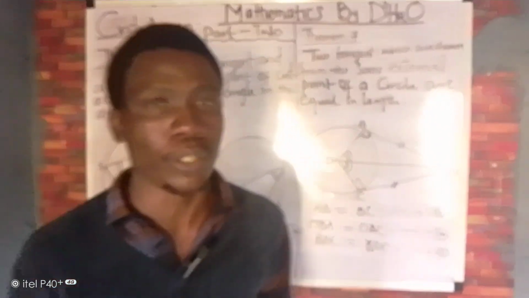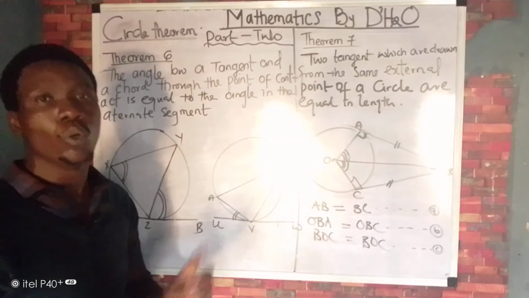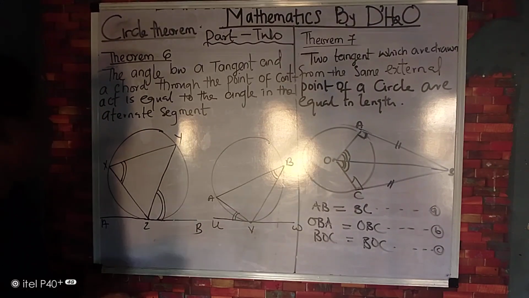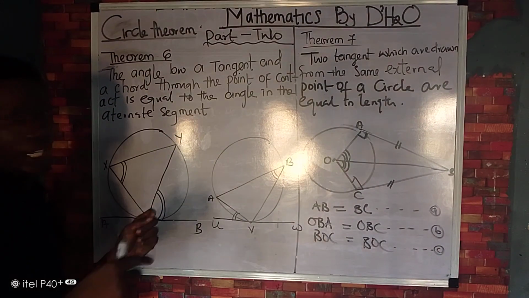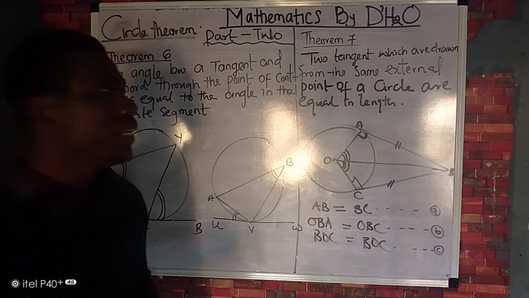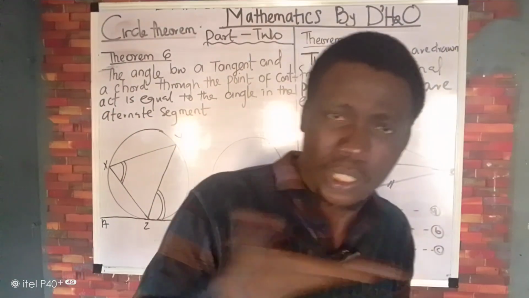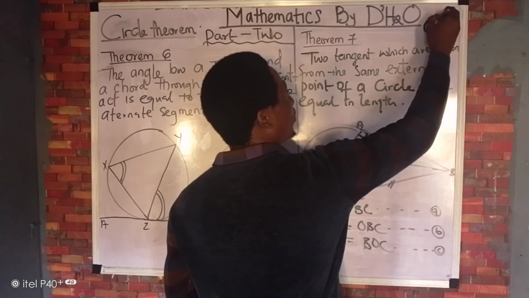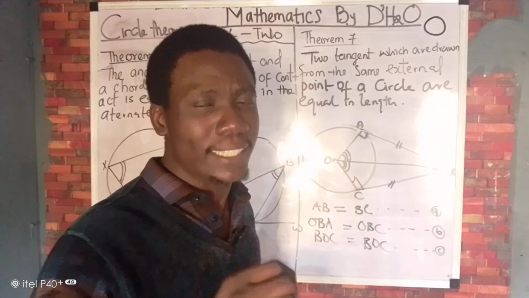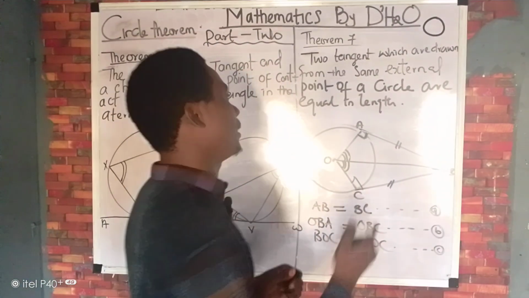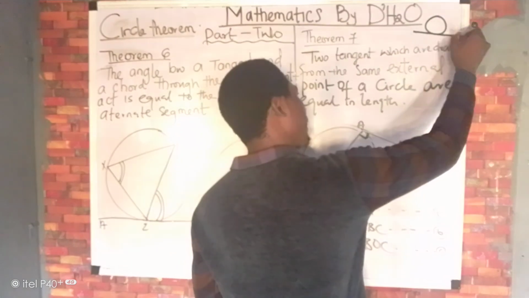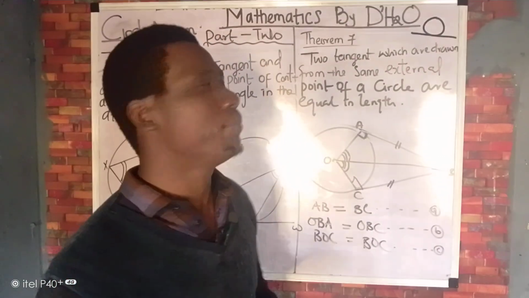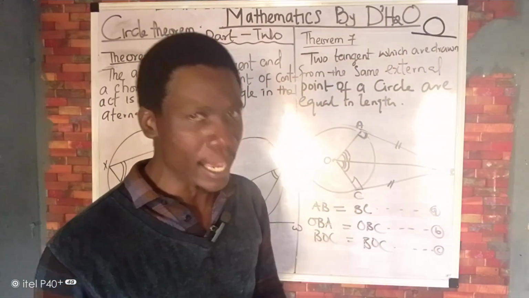So we are going to begin from theorem 6 of circle geometry. What does theorem 6 talk about? Theorem 6 says the angle between a tangent. Do you know what a tangent is? A tangent is a line that touches the edge of a circle. For instance, if this is a circle like this, a tangent is that line that brushes the edge like this. This line is called a tangent. Why is it called a tangent? It is called a tangent because it touches the edge of a circle.